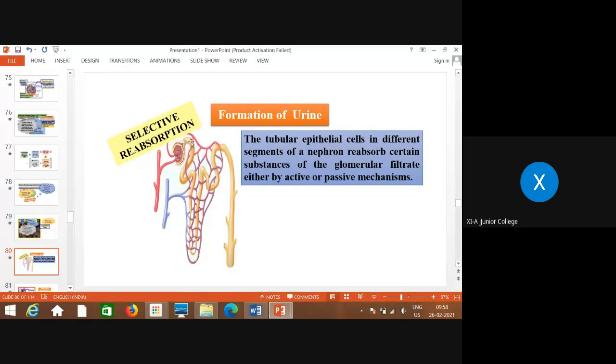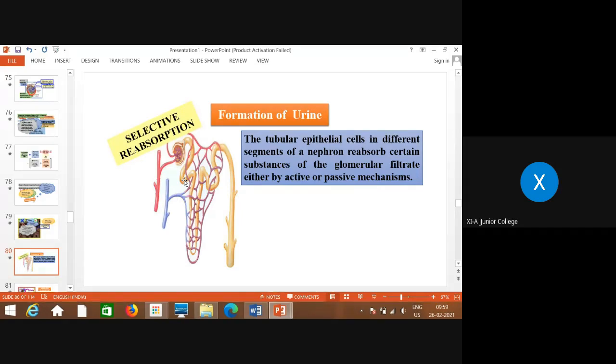As I told you about the structure of the PCT, the inner lining shows the presence of specialized epithelial cells with microvilli, which give the appearance of a brush. So these help in the absorption of substances. Whatever filtrate is passing through this tubular region, the PCT, maximum contents of the filtrate are reabsorbed by the cells of the PCT, either actively or passively.